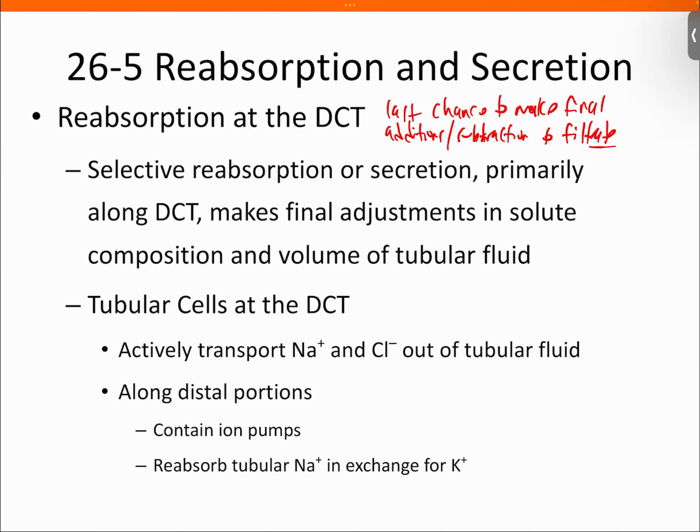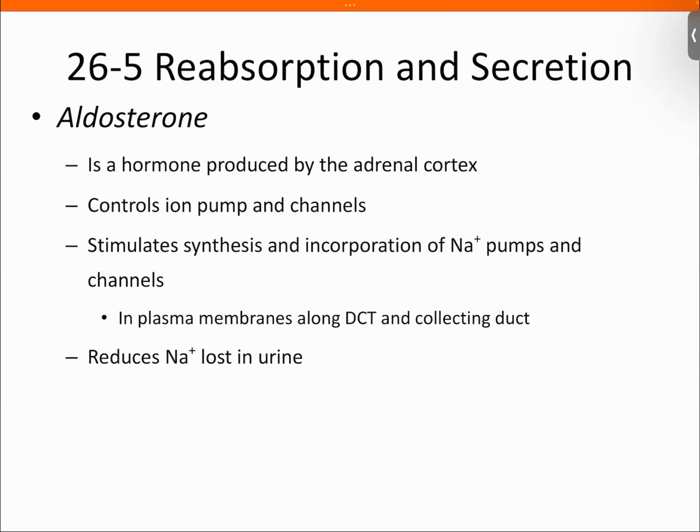Now, generally speaking, the DCT will have sodium chloride transporters, pulling even more sodium chloride out of the filtrate. So they have lots of ion pumps, mostly for sodium and chloride and also for sodium and potassium. This is the site of aldosterone activity.